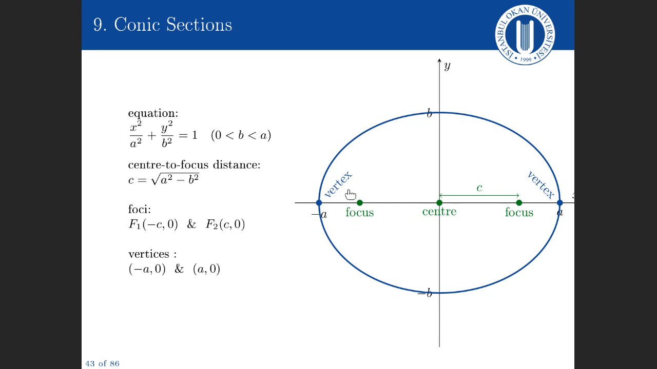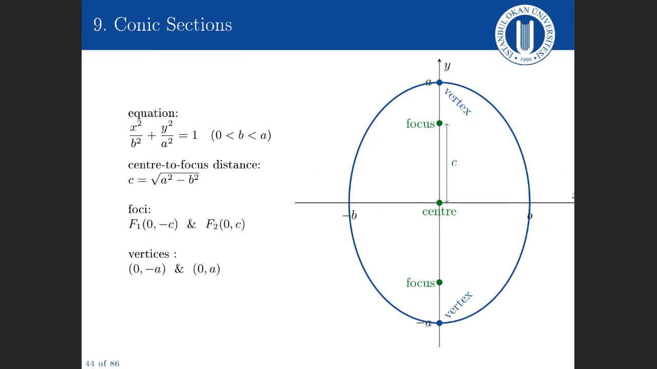Again, because English is a little unusual, we can say one vertex, but we don't say two vertex. We say two vertices. The vertices are at minus a, 0 and at a, 0. How do we know that's true? If we put y is equal to 0, then we get x squared over a squared is equal to 1. That's the same as saying x is equal to plus or minus a.